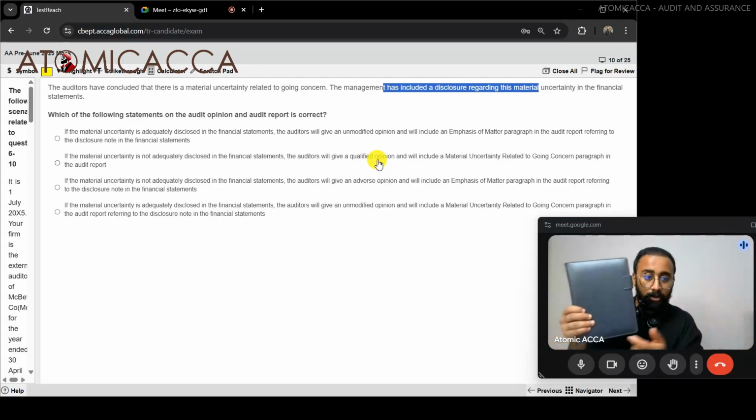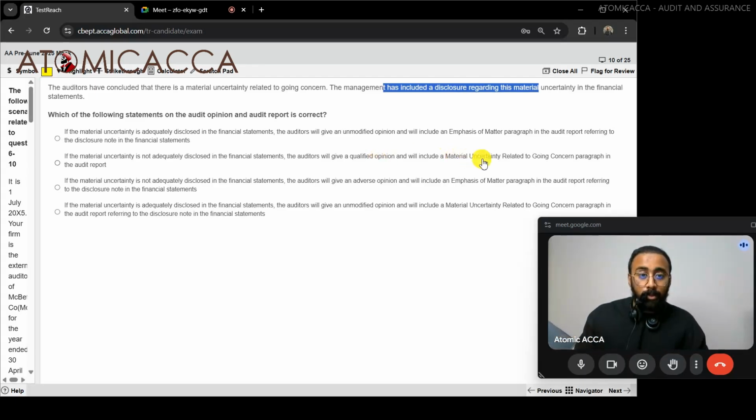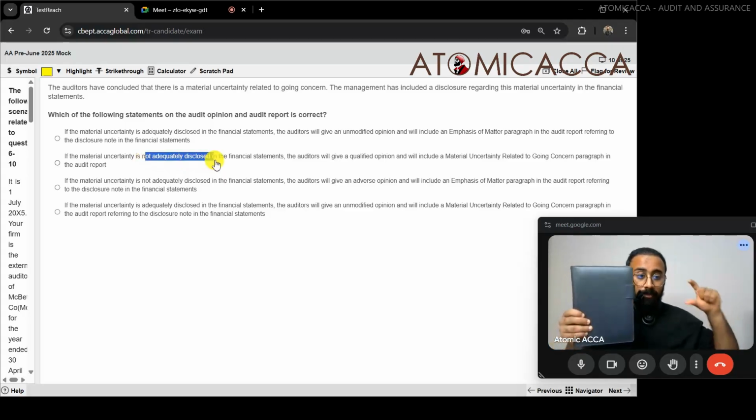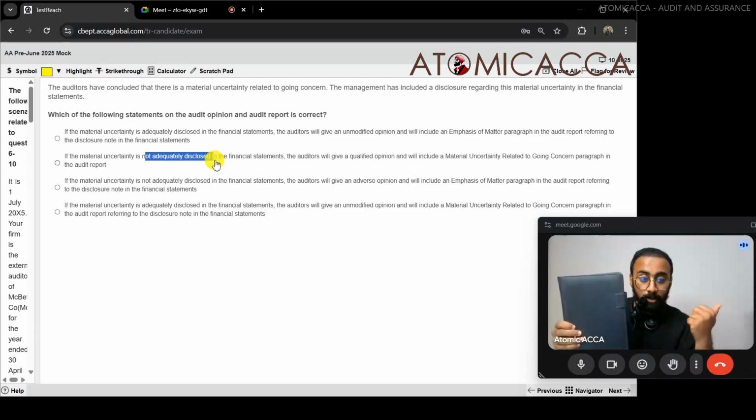If the financial statement has gone wrong, this opinion will change. I will tell that the financial statement is not completely correct. So it will become a qualified opinion. And it will include the MURGC paragraph in the audit report. That is wrong. What is the MURGC paragraph telling the user? See in paragraph number 1 point something something something in the disclosure note, about going concern is there. So this is like a redirection to going concern disclosures. What is mentioned over here? Not adequately disclosed. If it's not disclosed over here, then how will I redirect over here? I can't redirect anything, which means I cannot mention the MURGC paragraph because there is nothing to redirect. So that MURGC thing is also wrong over there.